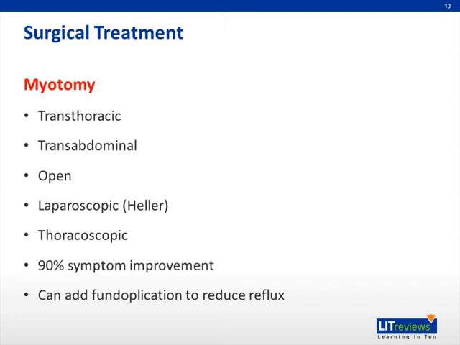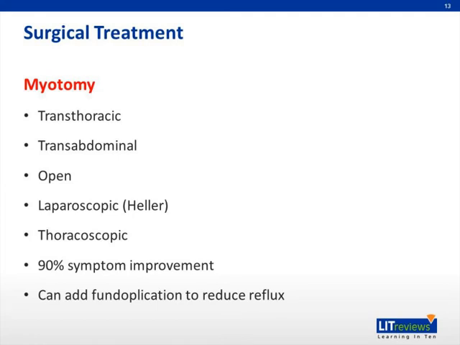Myotomy can be performed through a variety of means. It can be performed transthoracically through the chest, transabdominally. Additionally, it can be performed with the traditional open incision or through laparoscopic incisions using cameras. The laparoscopic procedure is termed a Heller myotomy and is the most frequent surgical technique used here. Additionally, myotomy can be performed through thoracoscopic means using small cameras placed through the chest.